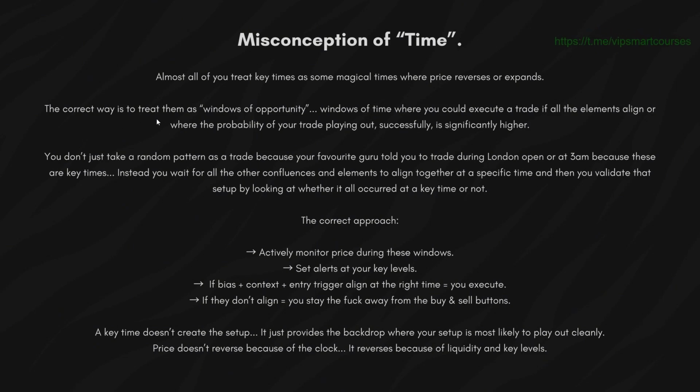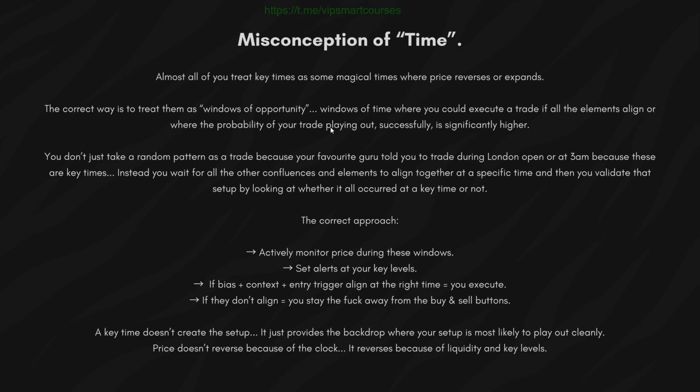Instead, the correct way to treat key times is to treat them as windows of opportunity, or windows of time, where you could execute a trade if all the other elements align, or where the probability of your trade playing out successfully is significantly higher. What I mean by that is that key times are just windows of opportunity. They're just periods of time where the probability of clean moves, expansions or reversals tends to be a bit higher if the other elements are also present. And that is an important part most of you miss.